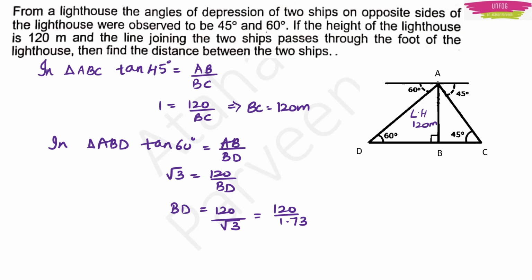Now we are told to find the distance between the two ships, isn't it? The two ships are, one is at D and the other one is at C. So we need to find DC. Now we have BC and BD. We can easily find DC, isn't it? It will be equal to DB plus BC. Just put their values and add. The answer will be approximately equal to 189 meters.